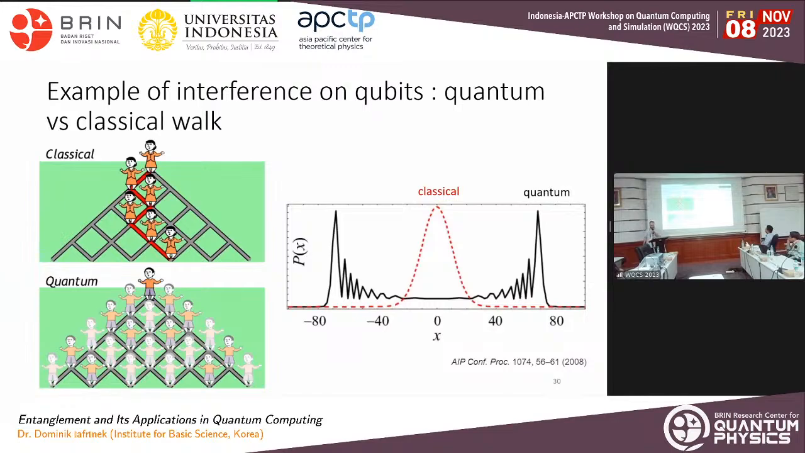Let me give you another example of this interference, how it works in physical systems: a quantum versus classical walk. A classical random walk is a sort of game. I throw a coin, and every time I get tails I go to the left, and every time I get heads I go to the right. Then I explore this space randomly. I throw a coin, I go left, I go left again, then I go right. If you do this, on average you will still stay in the middle. So this is your distribution.